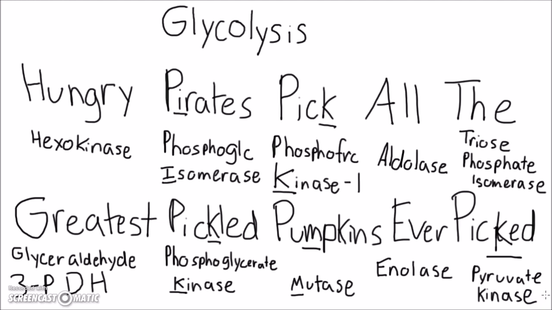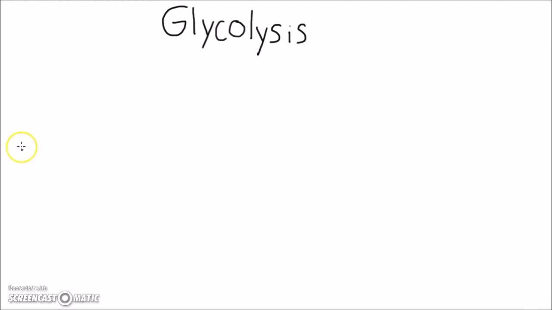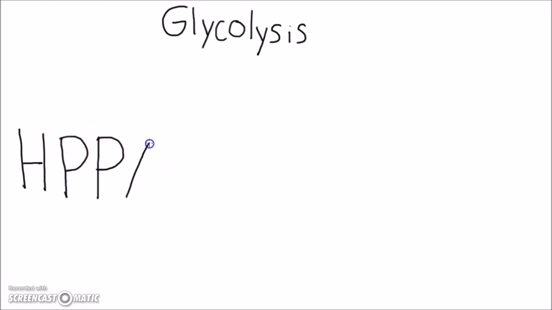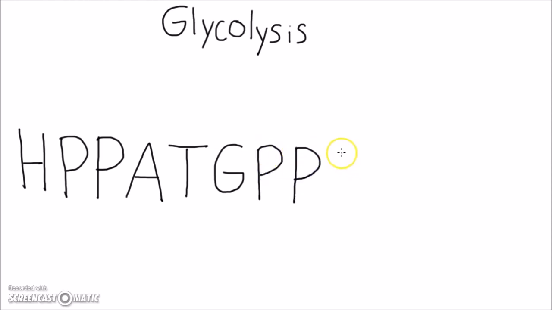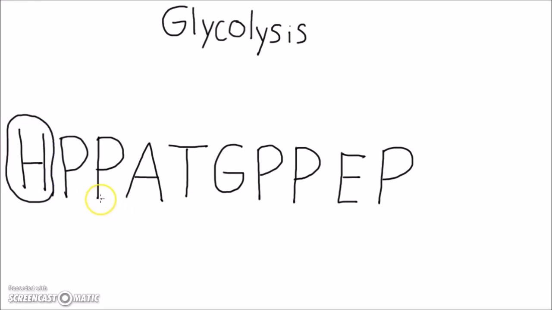So let's go over these enzymes one more time. So we have hexokinase, phosphoglucose isomerase, phosphofructokinase 1, aldolase, triose phosphate isomerase, glyceraldehyde 3-phosphate dehydrogenase, phosphoglycerate kinase, phosphoglycerate mutase, enolase, and pyruvate kinase. The important enzymes to remember in here are the first one, the third one, the seventh one, and the 10th one. So the first one is hexokinase.